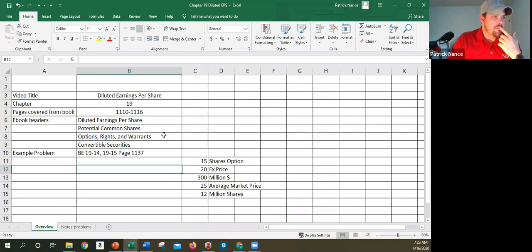So now I want to do a problem just on that. That's simple. How many shares are in the option? What's the exercise price? And finding out how many shares of stock they actually are going to have to buy back for the treasury stock to get the value to be correct.